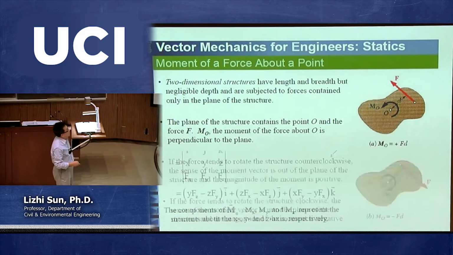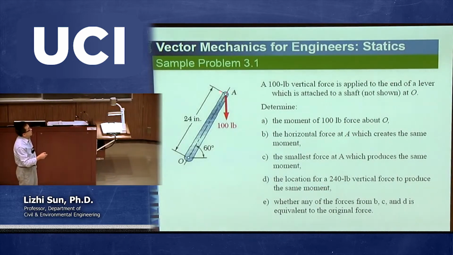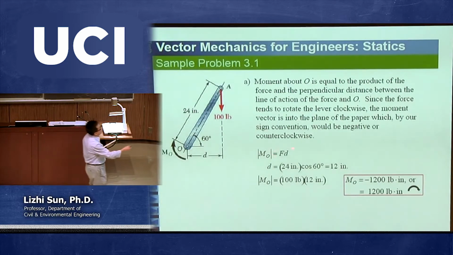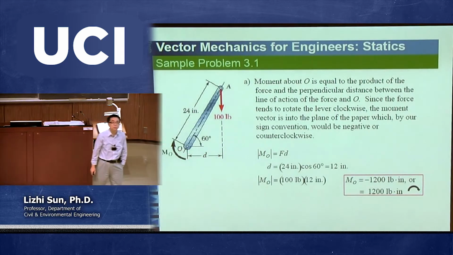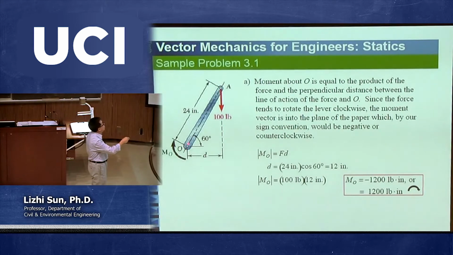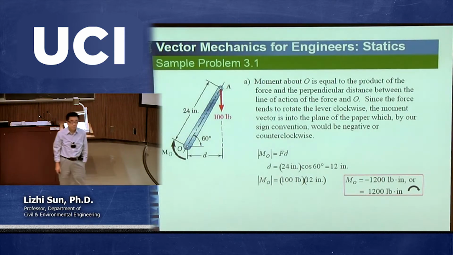So last time I showed you one example to calculate the moment of a force about the point. And I was using what we call F times D, because for this problem, D is easier to calculate. From this simple geometry you have a force going down. What is the shortest distance from the point you want to calculate the moment about to the force line? This is the force line, and that's D. That's very easy because you know the 60 degrees, you know this is 24 inch, then 24 inch times cosine 60, you get D.